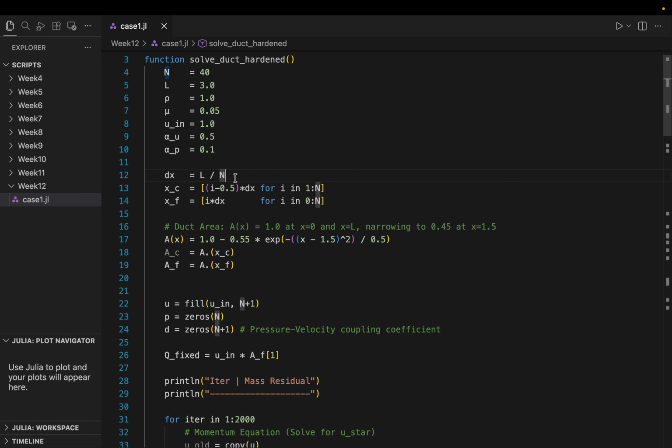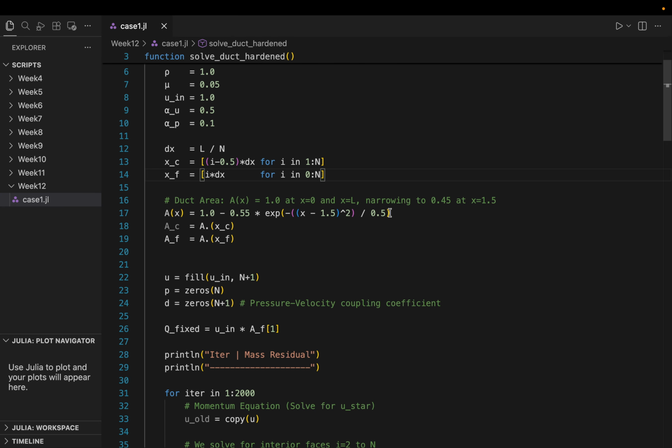These are again straightforward. Dx is basically L by N. And now we have two different kinds of cells. One is for the face centers, the other one is for the cell centers. Face centers will start from 0, but cell centers will start from half the cell, dx by 2 to L minus dx by 2. So this is just to take care of those two quantities. Duct area, I've given some function.